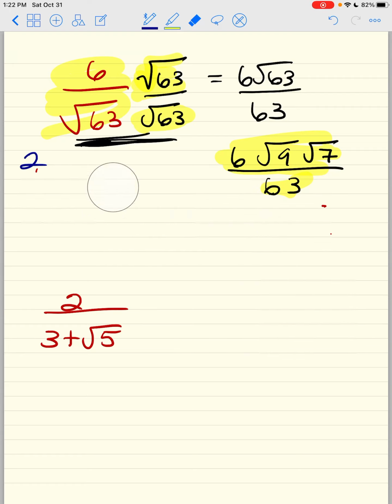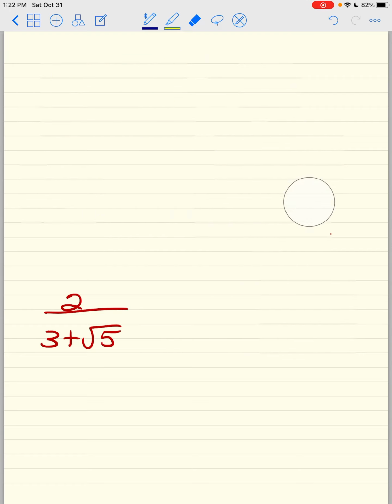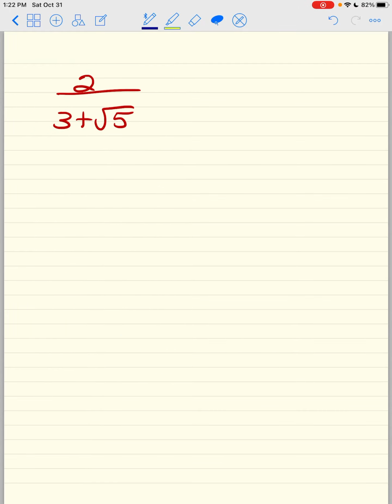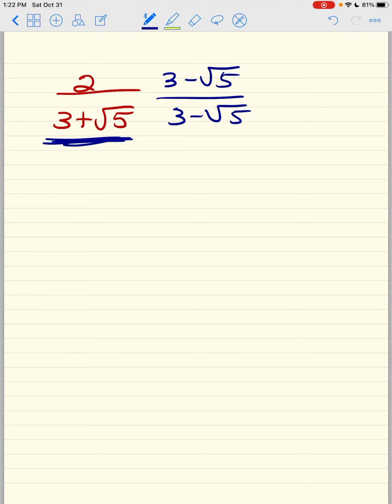When you get to our next problem where we see a binomial, you're going to have to multiply it by its conjugate. Now, many of you remember from the last video that conjugates, when you multiply them, give you whole numbers, right? They give you integers, rather. So whole numbers are integers. So the conjugate of 3 plus radical 5 is 3 minus radical 5. So you do that first.